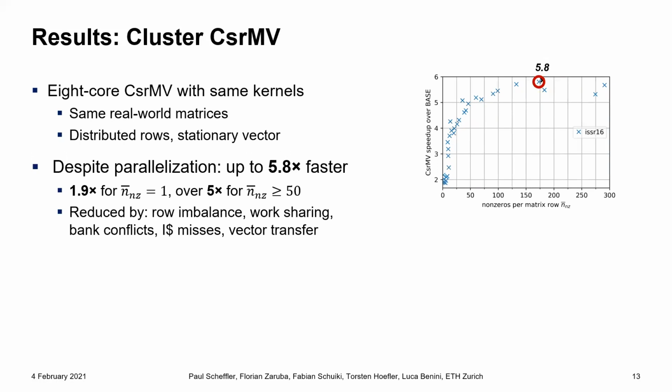And our speedup here is reduced by imbalance between rows, the overhead of sharing work among the cores, bank conflicts in the cluster memory, which is important, as well as instruction cache misses. And of course, we also count the internal vector transfer that is required to copy the vector into the cluster memory, since this cannot be hidden. Here we also see that we have a significant speedup even for these few average elements per row.